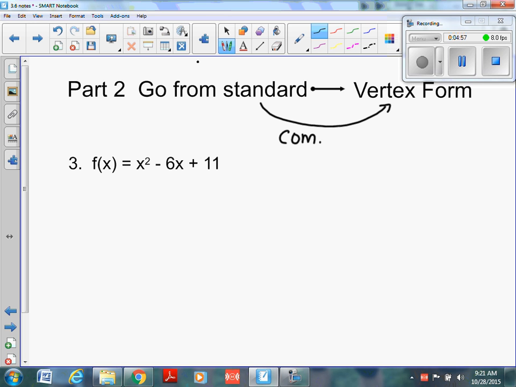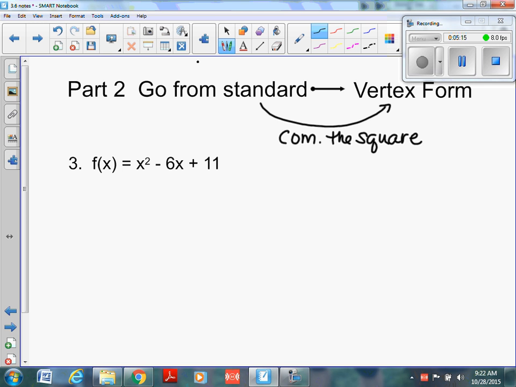I'm going to show you how to go from standard form to vertex form by completing the square. How many times have we seen completing the square now? This is the third time. First time was in chapter 2. Second time was circles. You guys remember the circles? Third time is a parabola.